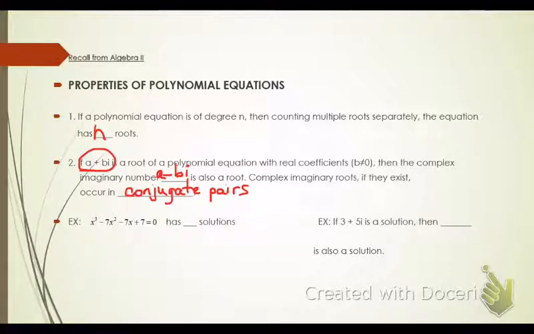So if we're looking at this next example, since it's an x cubed function and that's our highest power, it should have three solutions. If 3 plus 5i is a solution, then we know that 3 minus 5i is also a solution. Remember, you only change the sign of the imaginary part.